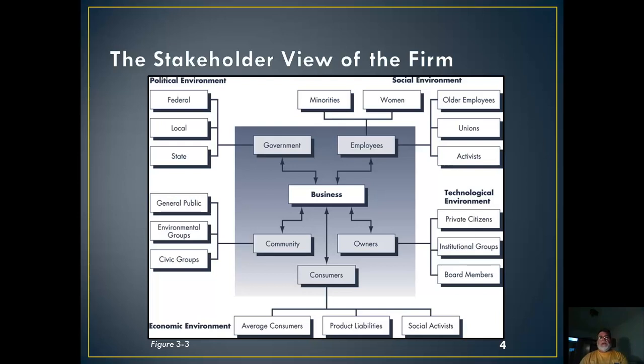The owners may be private citizens. They may be institutional groups. Let's say that in California, CalPERS, the California Pension Fund and retirement for the employees of California, they buy companies and they have demands on companies. Consumers can be your average consumer. They may be somebody suing the company, or they may be activists pressuring the company.